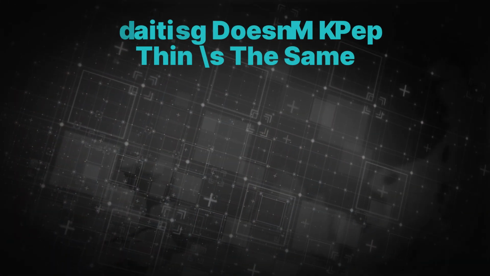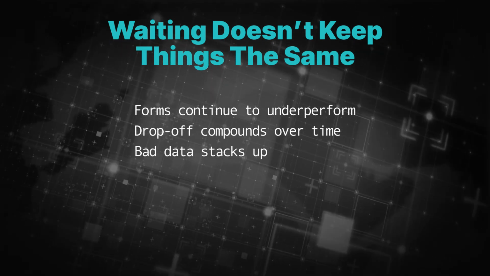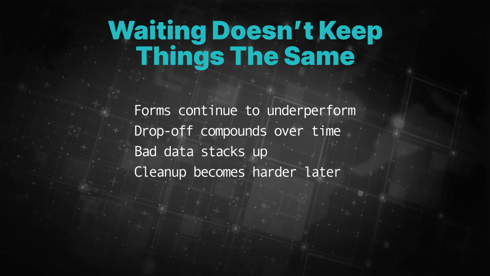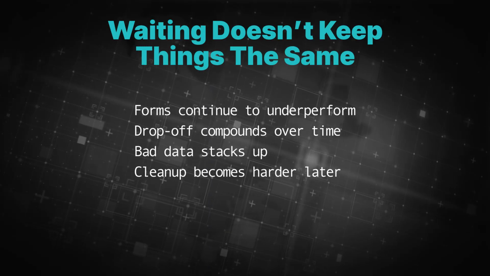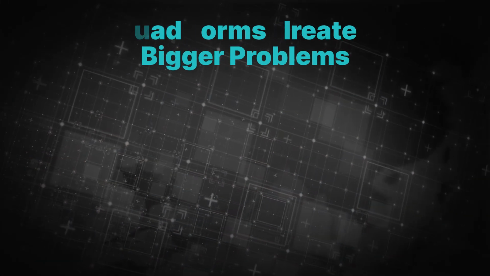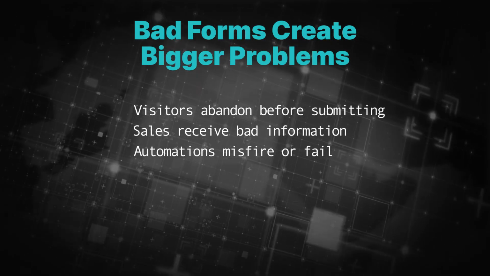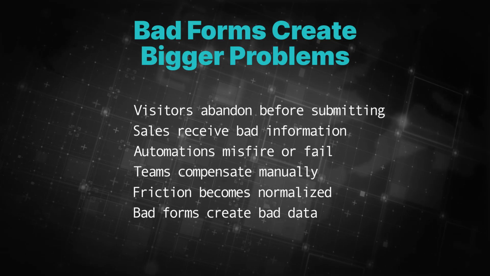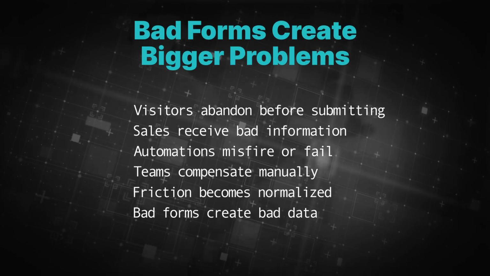So when teams delay making this shift, things don't just stay the same, they usually get worse. Forms keep underperforming, drop-offs continue, and bad data compounds. The longer legacy forms stay live, the more cleanup work you're creating for later. And that leads to the real danger. Visitors abandon forms before submitting. Sales receives partial or misleading information. Automations fire inconsistently or maybe not at all. And teams compensate manually for broken inputs. It's friction disguised as "that's just how forms work."